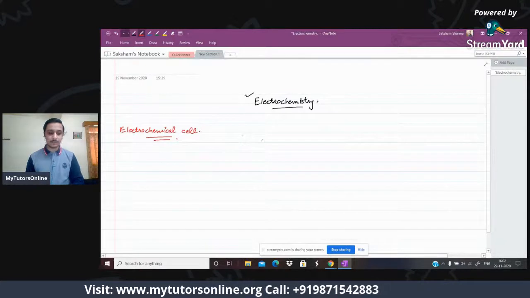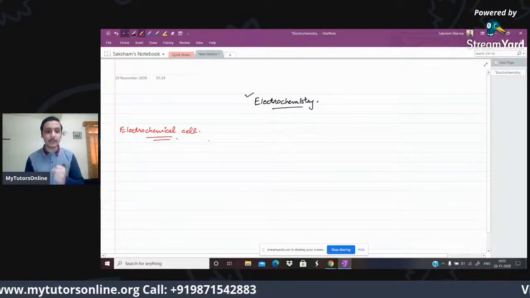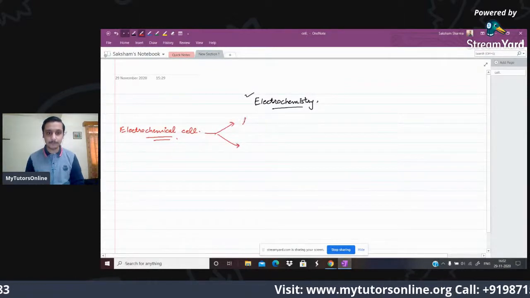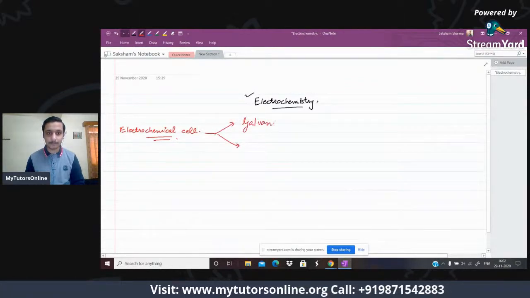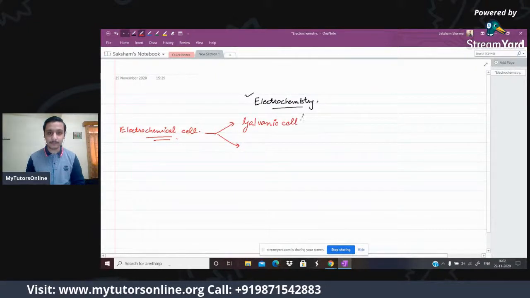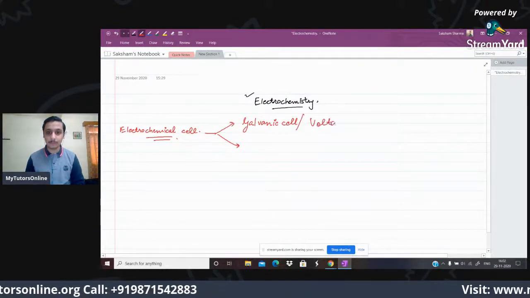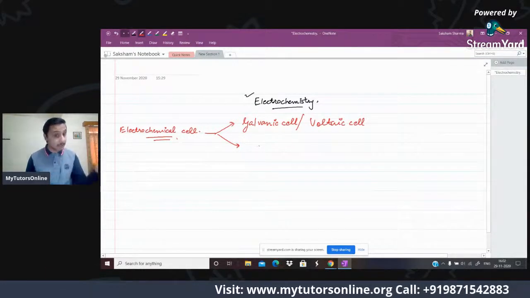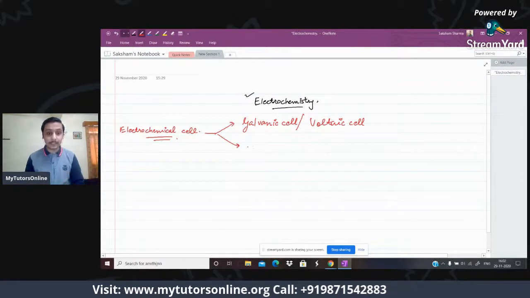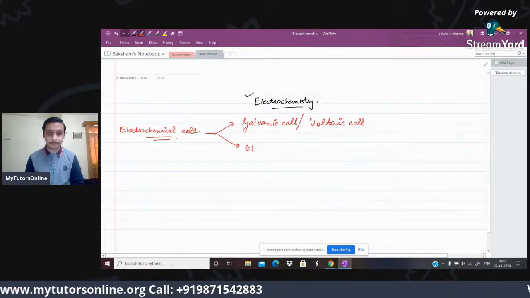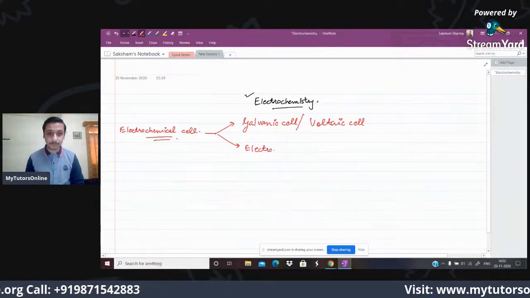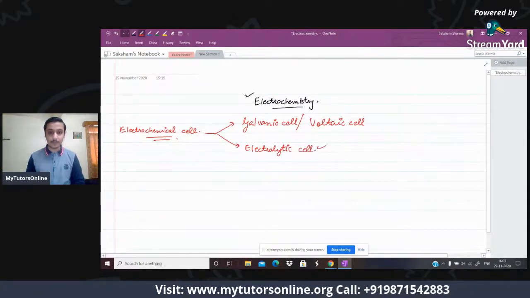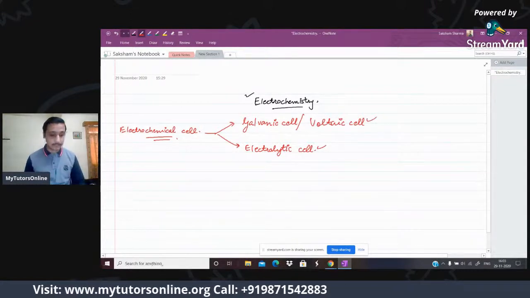Electrochemical cell. So, we have basically two types of electrochemical cell, which are the galvanic cell or voltaic cell. And another type of electrochemical cell which we have is the electrolytic cell. Okay, so we have two types of electrochemical cell.